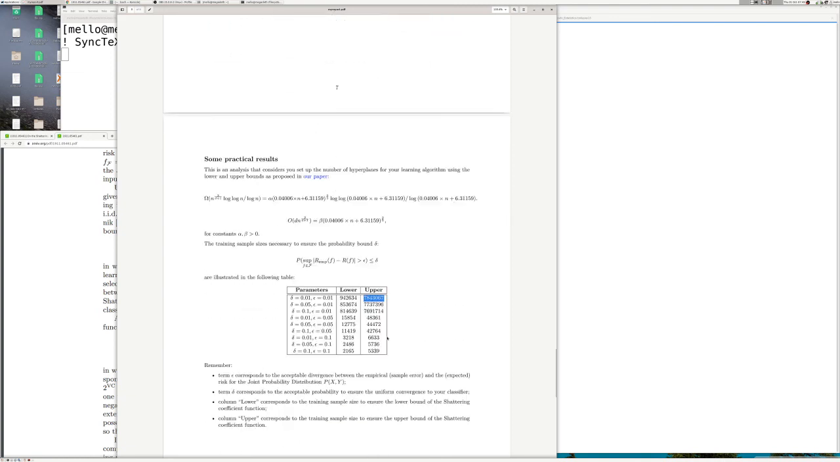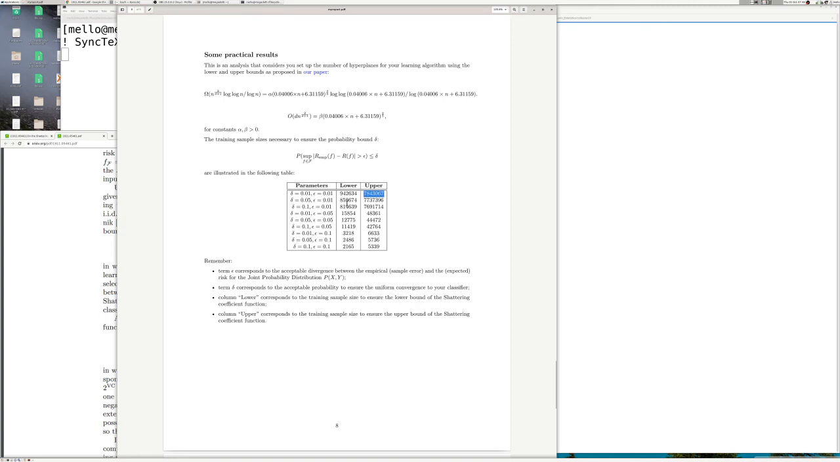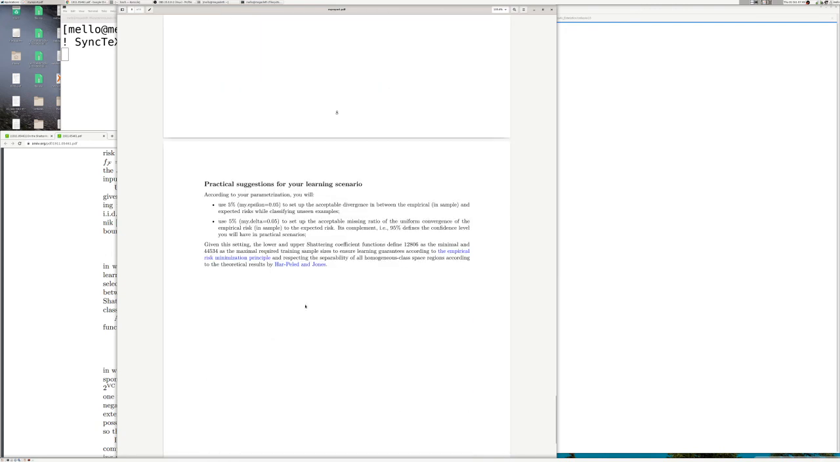So now, that's quite interesting, I know. Now you know the sample size you need to use for training. If you use this delta and this epsilon, and this is the upper bound, the number of input examples you need to ensure the upper bound. And those are some numbers for different deltas and different epsilons. Yeah, this is quite interesting, I know.